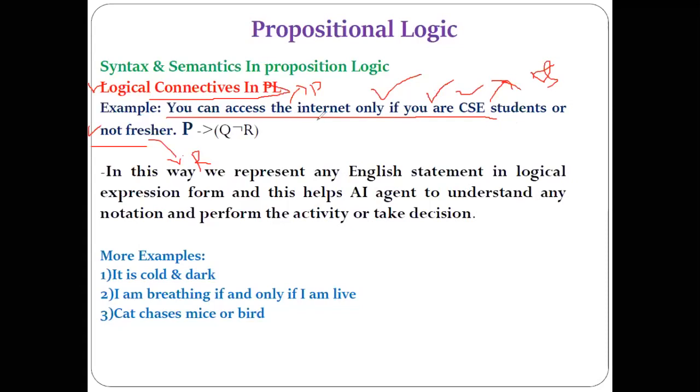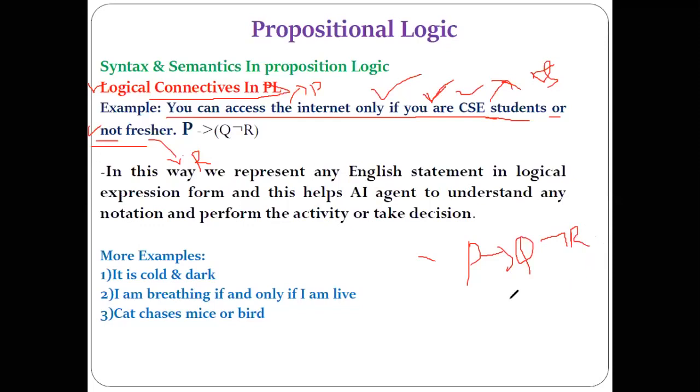You can access the internet if you are a CSE student. We need a conditional, because the condition is that you must be a CSE student. So here you can simply write the logic this way: P implies Q. Next we have another connection here: or not a fresher. Since there is a not, which connective will be required? Negation. Since we used the propositional symbol R, we need to write the negation of R like this.